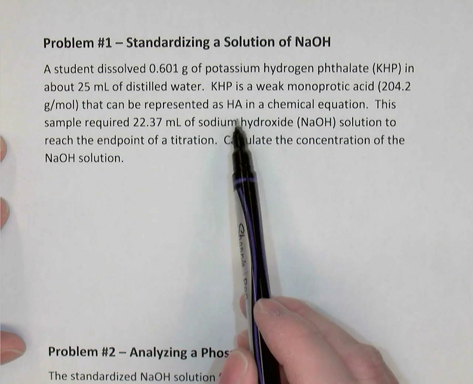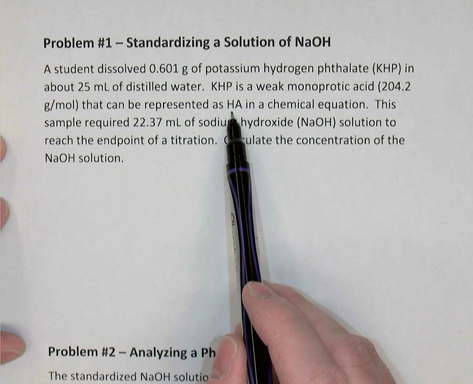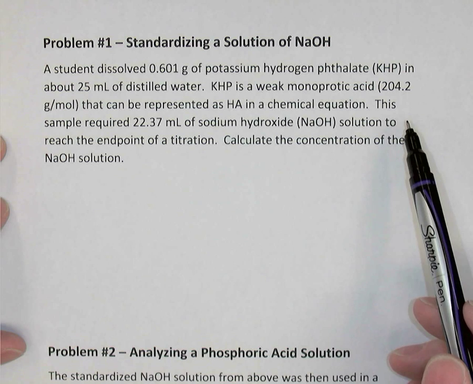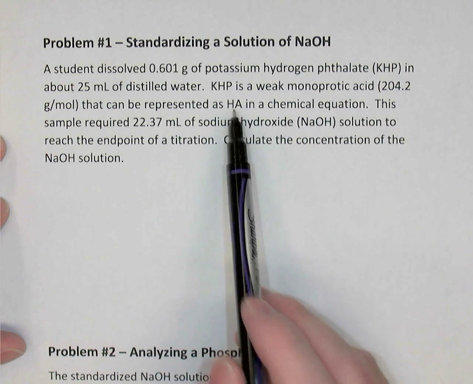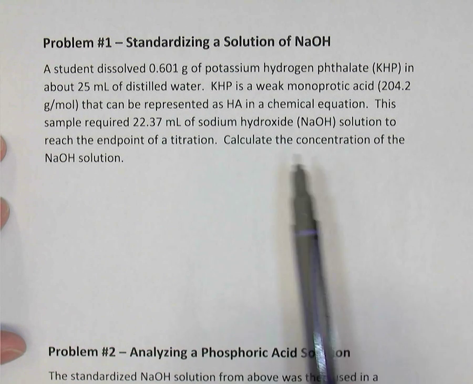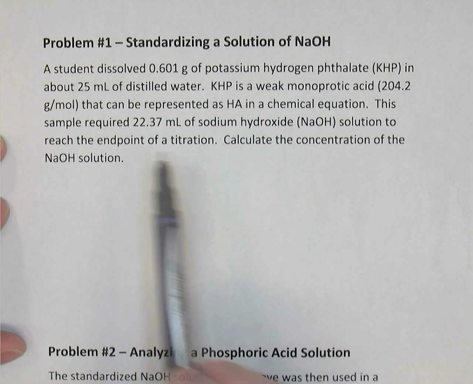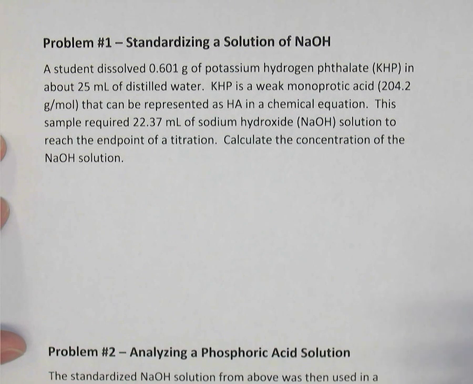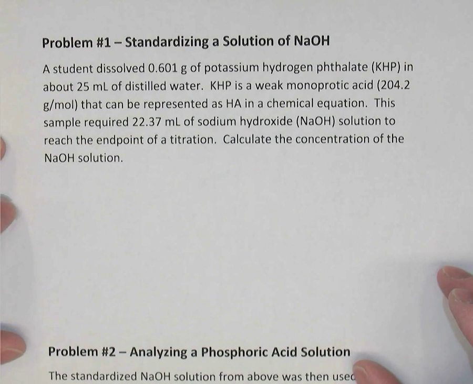Because it's monoprotic, we'll represent it as HA in a chemical equation. Phthalate is a rather complicated molecular formula, so we'll just use HA for simplicity. This sample of acid now required 22.37 milliliters of sodium hydroxide to reach the end point of the titration. Calculate what the concentration of the sodium hydroxide was.